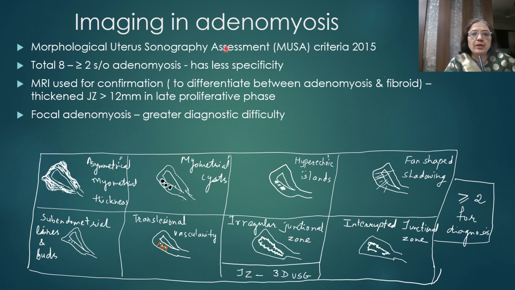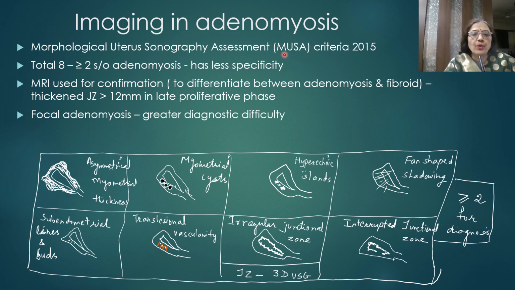Now, continuing with imaging in adenomyosis, this slide I have taken from my previous presentation of AUB, where this was AUB-A, that is adenomyosis. Now, all these we can see, 1, 2, 3, 4, 5, 6, 7, 8. Eight changes are seen on ultrasonography, and this has been called the MUSA criteria. What is MUSA? Morphological uterus sonography assessment criteria 2015, which was proposed in 2015 to diagnose adenomyosis.